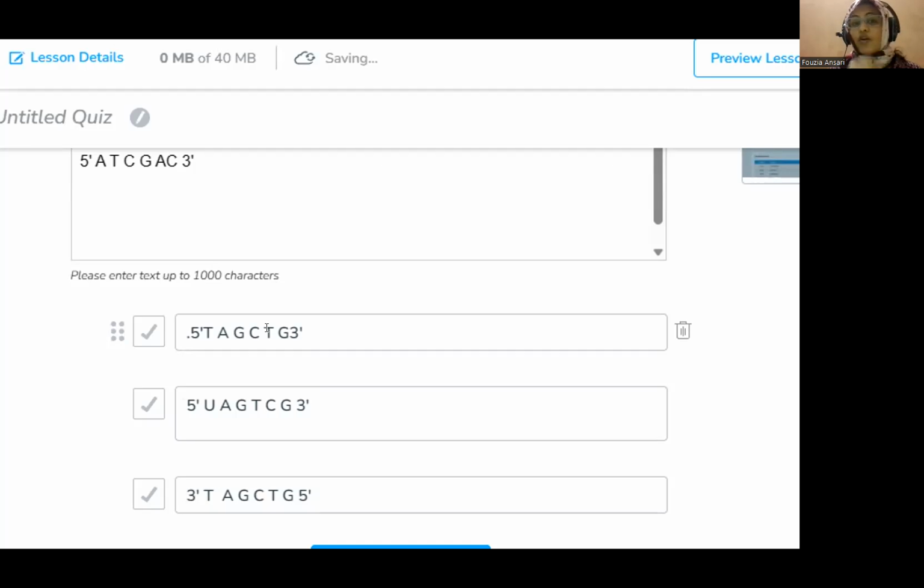No, the first option is not correct. Why is it happening? Because always remember that the chain starts from the 5 carbon and ends with the 3 carbon, but the second strand is anti-parallel to the first, because both strands are anti-parallel. So always one strand starts from the 5 carbon, and the second starts from the 3 carbon. So the last option is correct, that starts from the 3 carbon and ends with the 5 carbon.